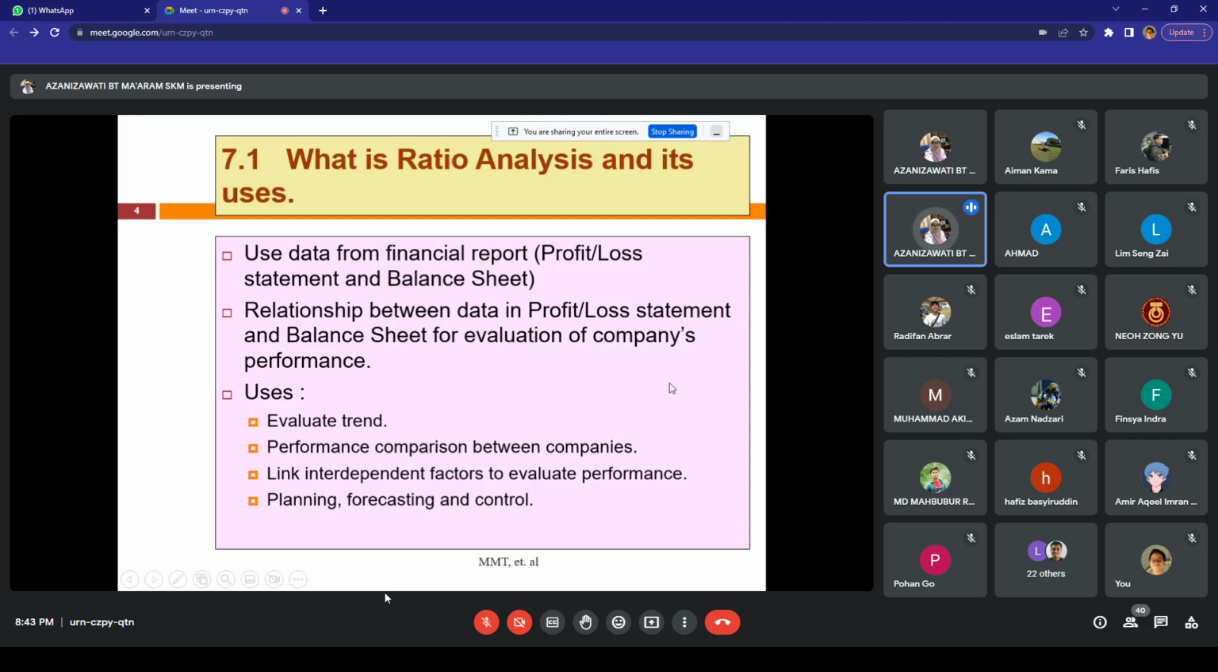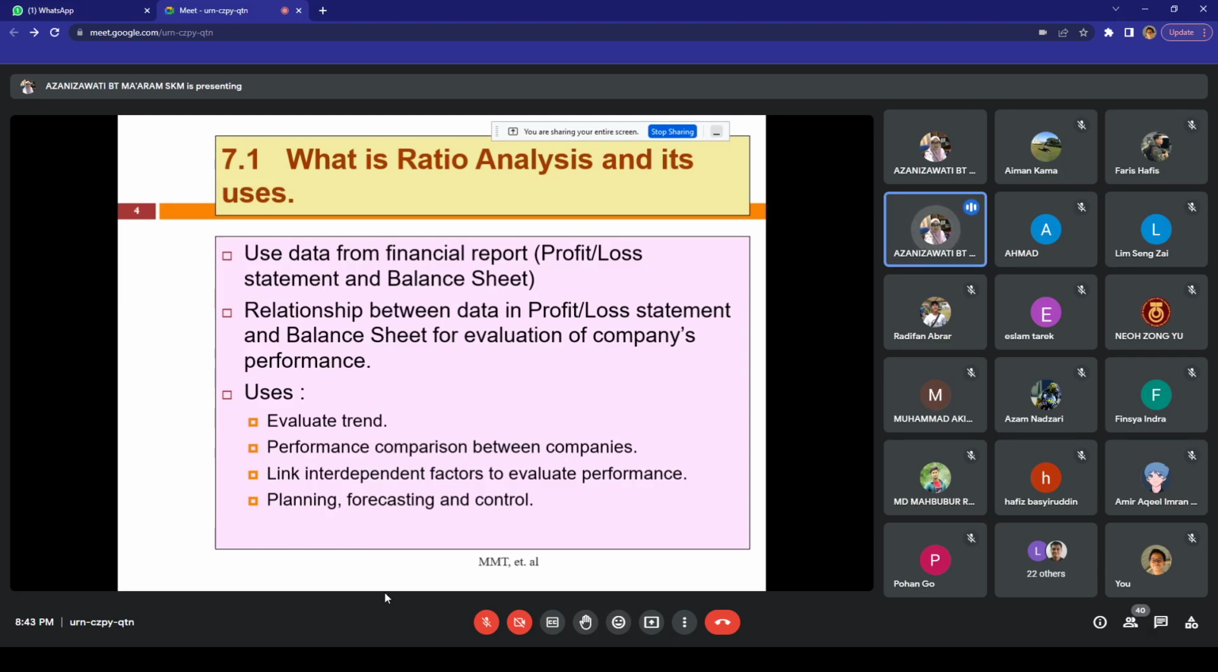So for ratio analysis, what is ratio analysis and its use? Normally, we will use data from the financial report. So that is why we are asking you to get the financial report. From that financial report, you will get the profit and loss statement as well as the balance sheet. Ratio analysis looks at the relationship between data in the profit and loss statement and balance sheet for evaluation of the company's performance. So you can see the relationship between these two.